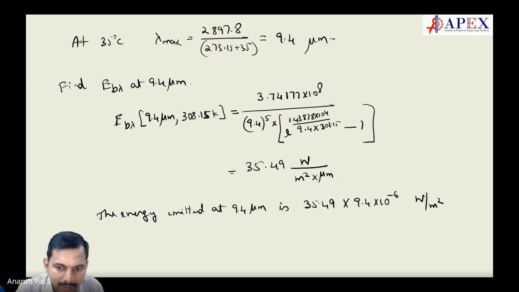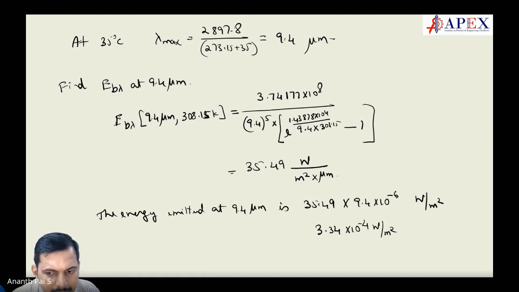What is the energy? Then it is 35.54 into 9, whatever that is. So you need to know, at that particular wavelength, how much energy is transmitted. How much does it come? 3.34 into 10 power minus 3, correct? Minus 4. Minus 3, no? Are you sure? Minus 4 watt per meter square.